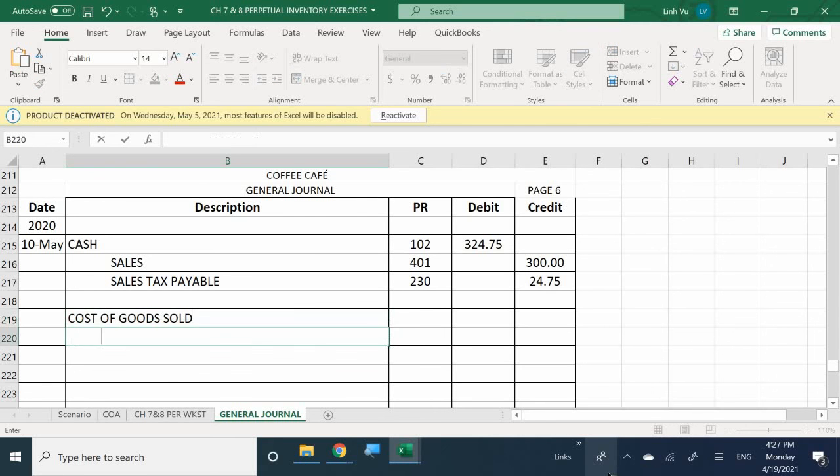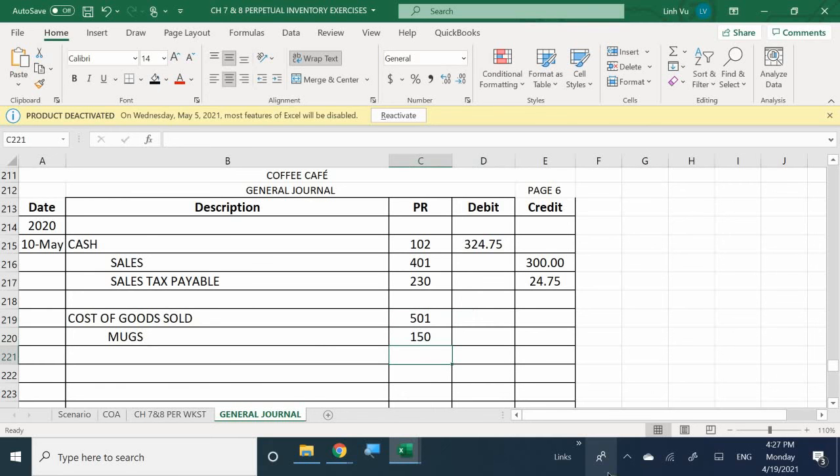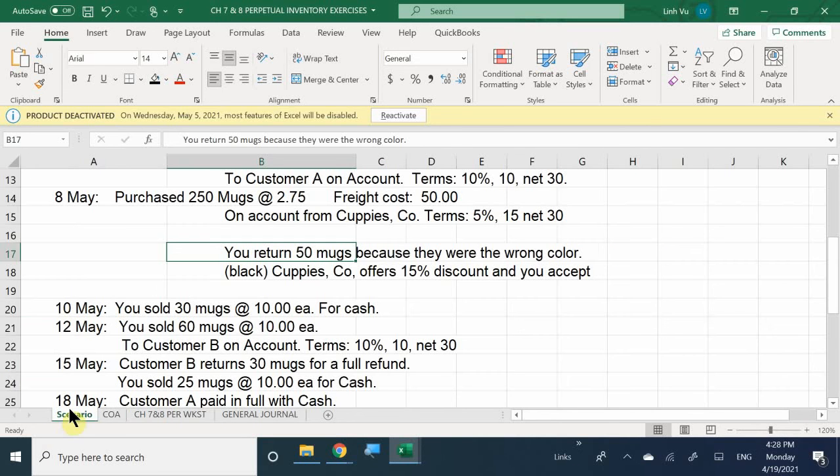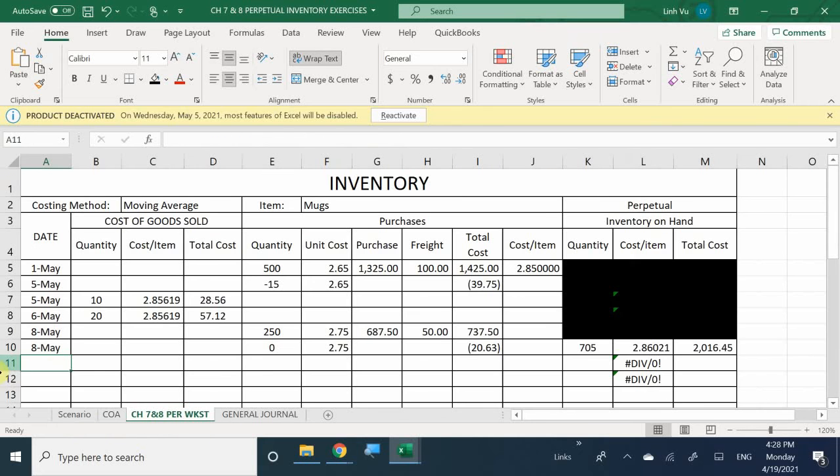Okay. Once again, because we're selling our mugs, it's going to come right out from our inventory. So, 501 and 50. So now let's go ahead and go to my journal. I'm sorry, my inventory worksheet. And let's solve for selling those 30 mugs, okay, on May 10. So May 10, we sold 30 mugs. At what cost?